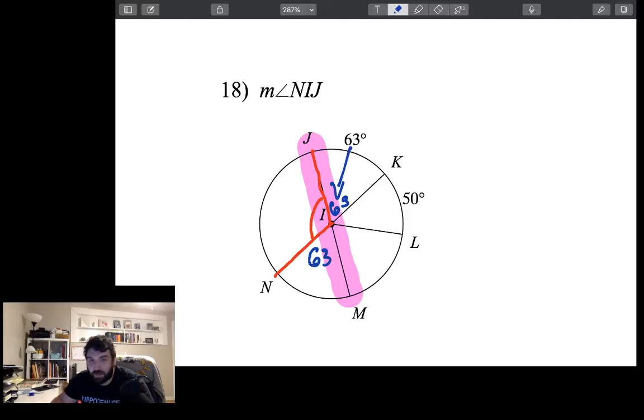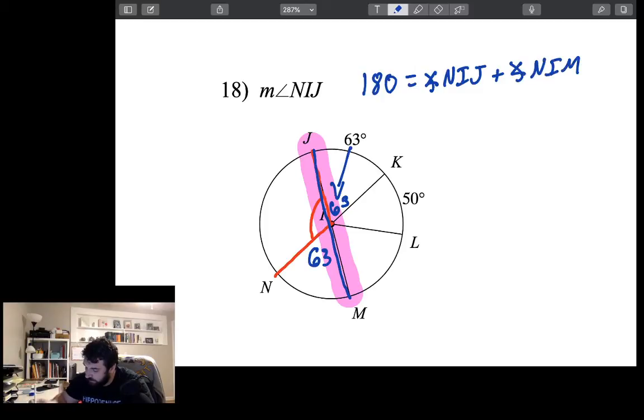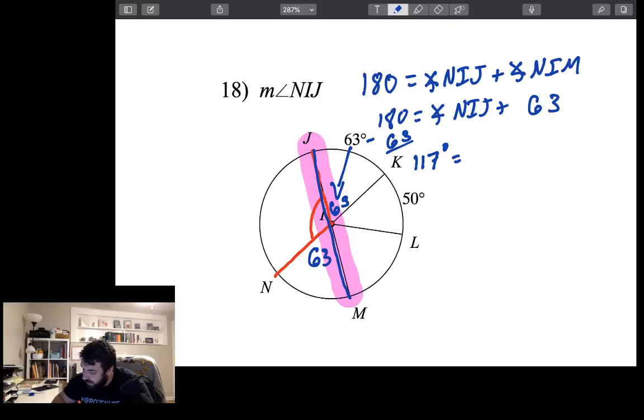And if you're saying to yourself, but where's that work? Remember, we've got the 180 going along. So we've got our old supplementary angles thing going on, where 180 equals angle NIJ plus angle NIM. We use vertical angles to show that this is 63 degrees here, and the question was angle NIJ. I think we mostly can see where this is going. We're going to do our subtraction of 63, and we should get to 117 degrees for the measure of angle NIJ.